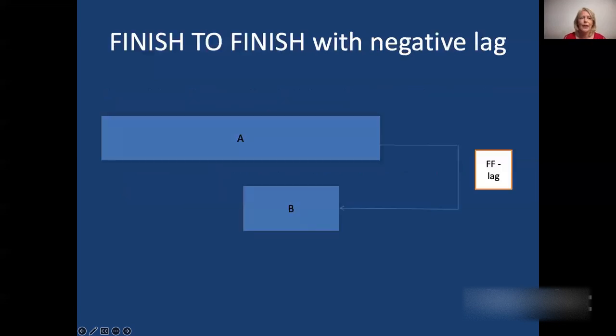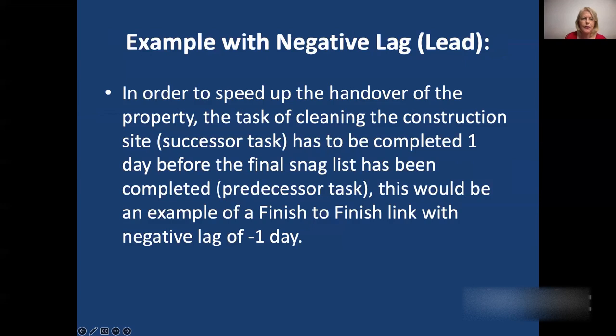You can also have a negative lag with a finish to finish relationship. And this is where B would be allowed to finish a little before A finishes. An example of this is, in order to speed up the handover of the property, at the end of your project, the task of cleaning the construction site, which is your successor task, has to be completed 1 day before the final snag list has been completed, which of course is your predecessor task. This could be just so that when final snagging happens, things are neat and tidy. And this would be an example of a finish to finish with a negative lag of 1 day, negative 1 day, or a lead, in fact. So it finishes a little before the predecessor task finishes.